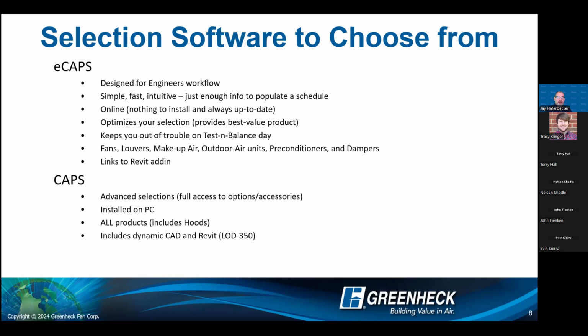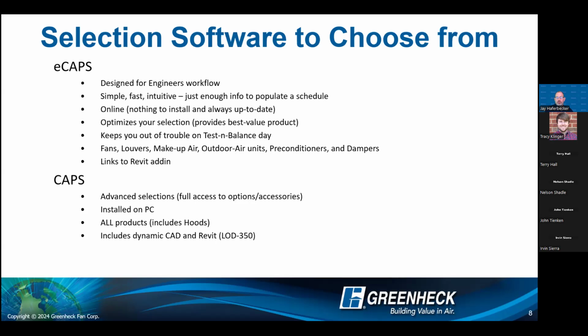So I like to sell that as, hey, these are advanced selections. I really want to get into every model and every accessory and everything that's available under the sun. Not quite as easy to use because you kind of know what models you're looking for, where eCAPS has got some of that guided flow in it. It is a desktop program, so it's installed on a PC. It does include all of our products, including kitchen hoods and some others, but they get kind of complex to make selections of. I typically recommend getting Holden involved anyhow, and it has a slightly higher level of drafting detail as well.